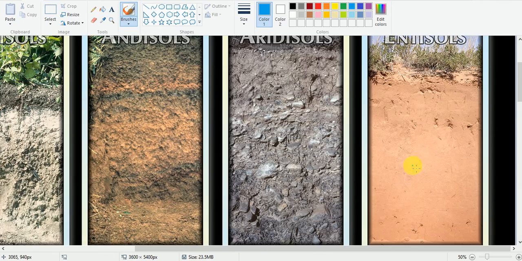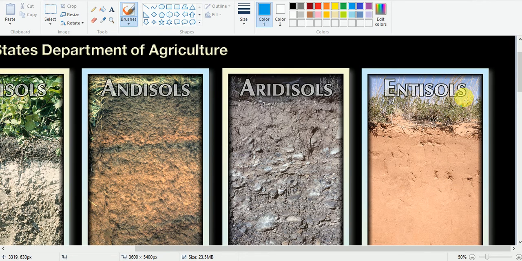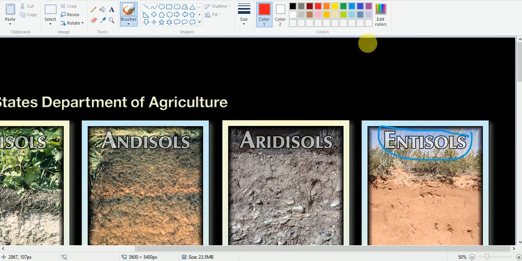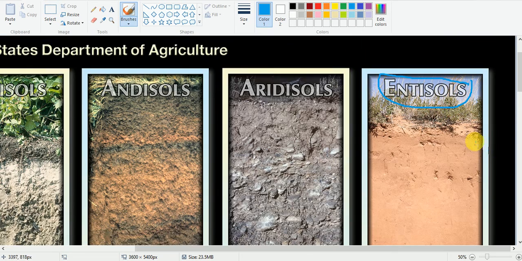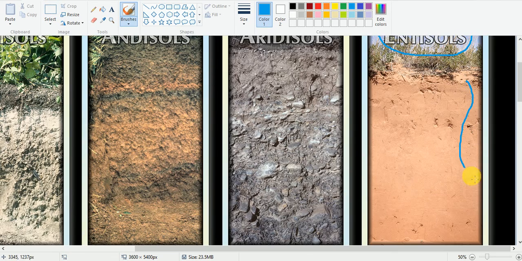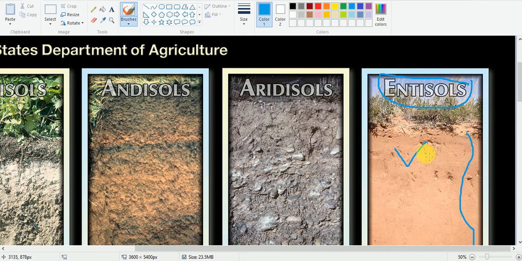Here we have Entisols. I think you may not be seeing horizons here. You may not be seeing layers here. Here we have these Entisols, and we are not observing layers here. We don't find layers here. This is what we call Entisols.